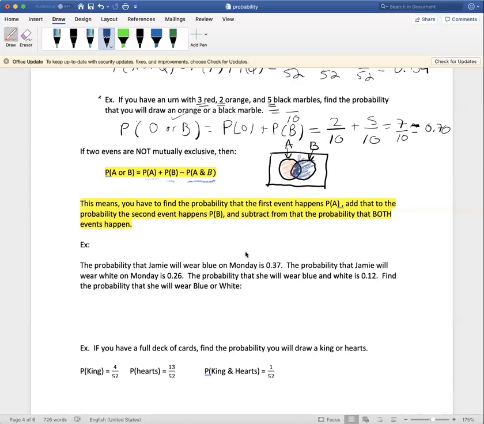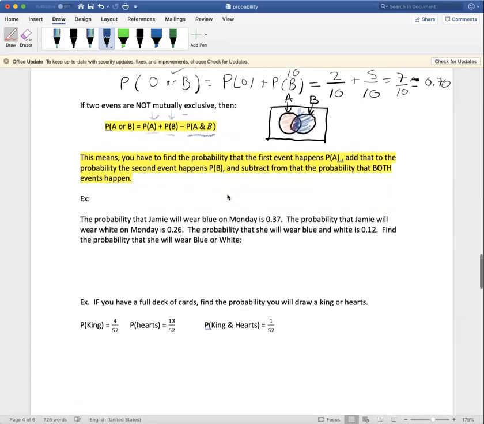So to find the probability of A or B, if they're not mutually exclusive, we can find the probability of the first event. We add that to the probability of the second event, and we subtract from it the probability that both events occur, the probability of A and B, or the probability of those two events intersecting. Well, let's take a look at the example below.